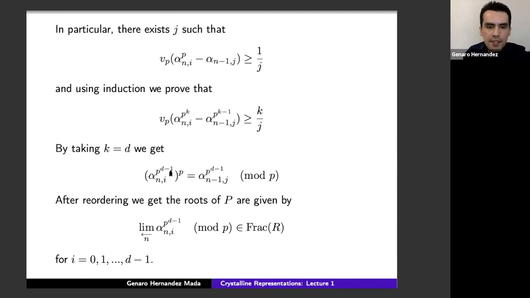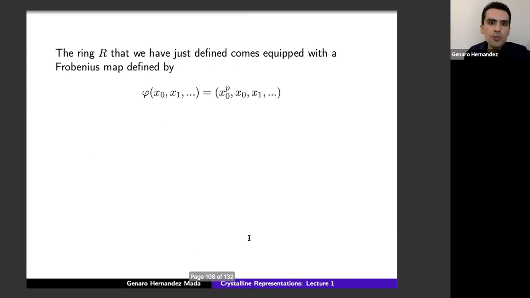So we get here that the valuation, for k equals d, I get p to the d minus 1 to the p. This is p to the d, and this is p to the minus 1. These are those things that are here. And so they are congruent modulo p. So that means that we can take, after maybe reordering the roots of P, we might take the projective limit of these things over n, okay? Modulo p. And so that would be in the field of fractions of R. And the claim is that this element in the fraction field of R, those are the roots of my polynomial P, okay?